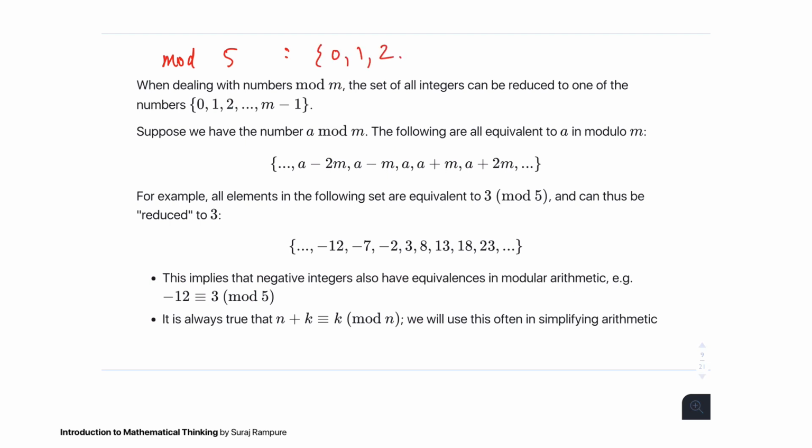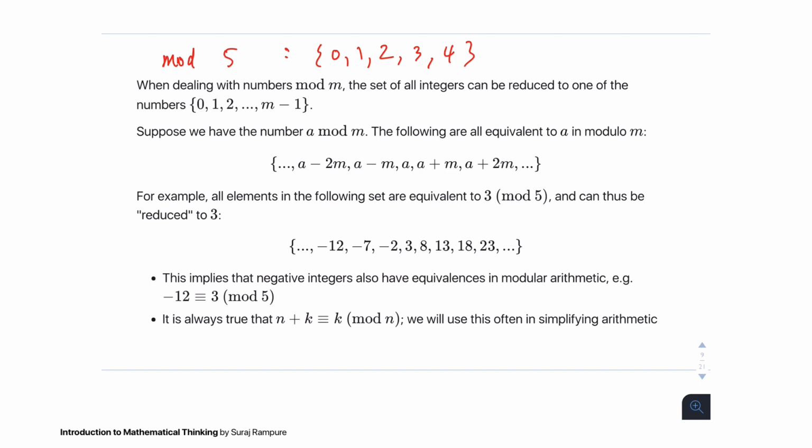0, 1, 2, 3, and 4. Every integer is equivalent to 0, 1, 2, 3, or 4. And how many integers are in that set? 5. Because there are 5 possible remainders when you divide an integer by 5. It's either 0, 1, 2, 3, or 4.